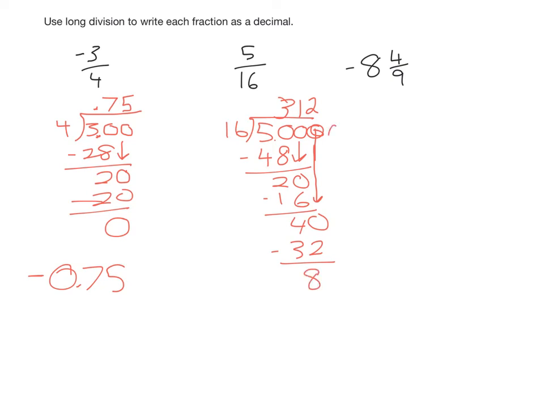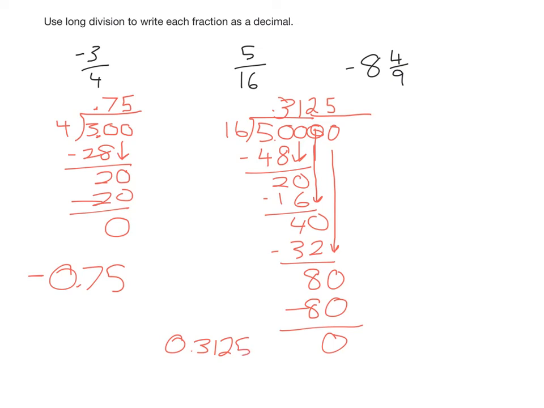I'm not done still. Got to add another 0. Bring that 0 down. And we get 80. 16 actually goes into 80 5 times, because 5 times 16 is 80. And then we subtract, and we get 0. So we're done, and we just need to make sure we put our decimal here. So our answer to this one is 0.3125. And we started with a positive, so our answer is positive. We should probably be boxing our answers here.